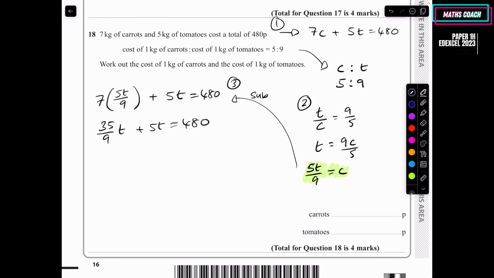Now if I solve that, I'll find what t is. So how do I solve that? Let's multiply everything by 9. So 9 times 9 times 9. That will make this 35t, 5 times 9 is 45t, and oh gosh, 480 times 9 now we need to do.